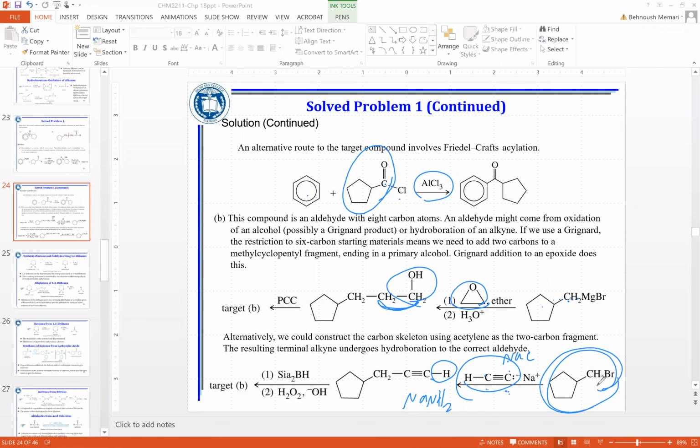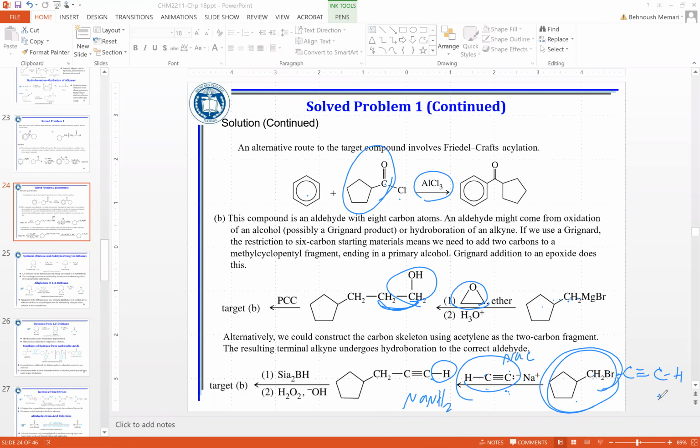All you need to do is to be able to get a terminal alkyne with that number of carbons that you had. So you have 6 carbon from the alkyl halide. You have 2 carbon from the acetylene. And now you have a terminal alkyne.